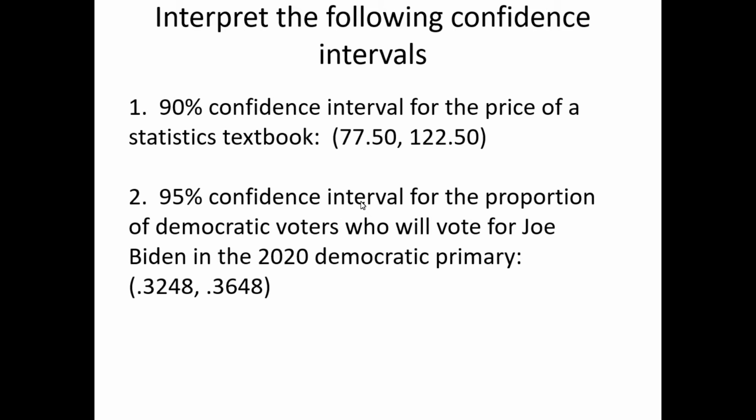do the second one. We are 90% sure that the true mean price of a statistics textbook is between $77.50 and $122.50. I'm going to repeat that. We're 90% confident that the true average price of a statistics textbook is between $77.50 and $122.50. I want you to try and write a similar statement for number 2.